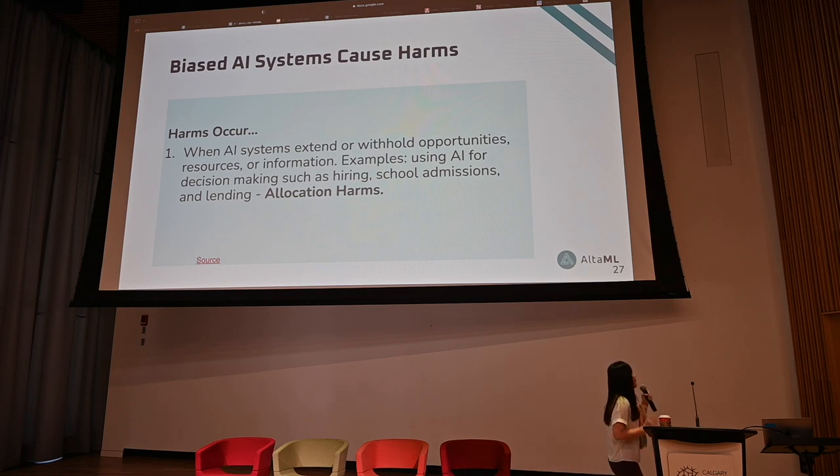There are two different types of harms. One, allocation harms. That's what I was mentioning: when you use an AI system to make decisions about people's lives, like whether we should hire this person or not, whether we should accept them into school or not, whether we're going to accept the mortgage application, it can cause harm. Imagine if the AI is biased against you because of your gender, because of your age.